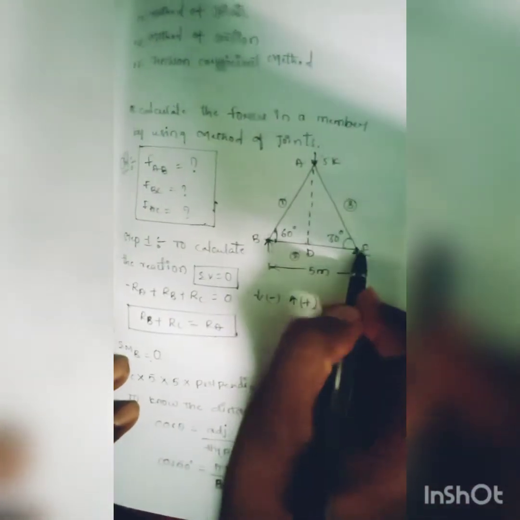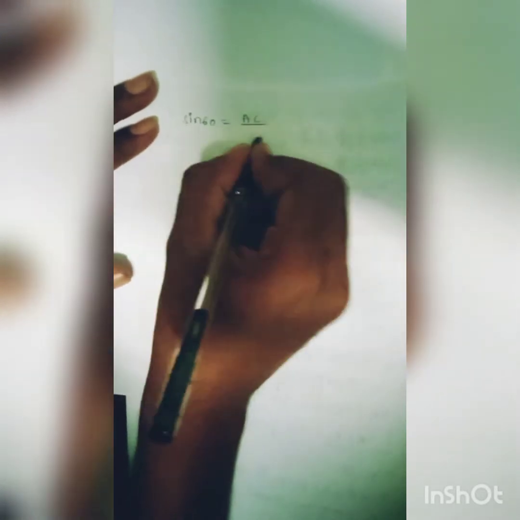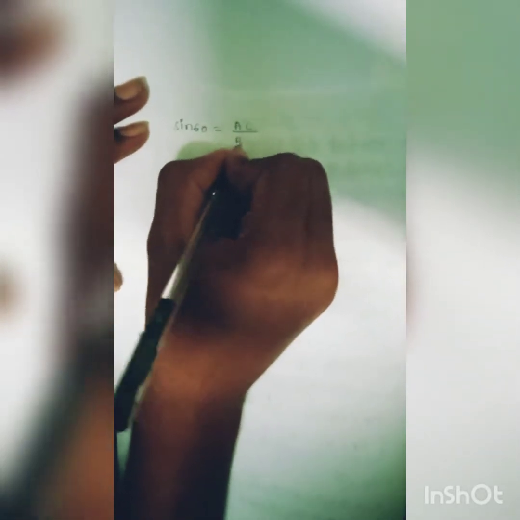Consider sine 60 equals opposite by hypotenuse. Then we get the distance between A and C. Sine 60 equals opposite, which is AC, by hypotenuse. What is the hypotenuse? BC. BC is given in the question as 5 meters.